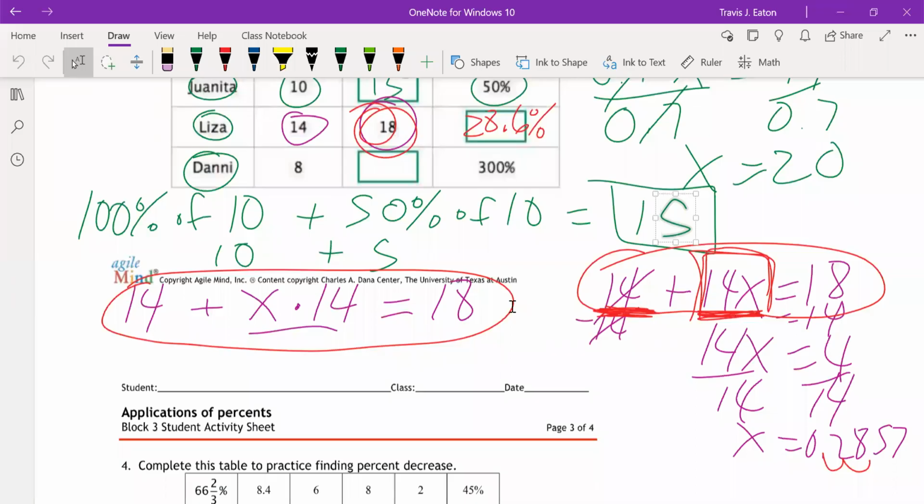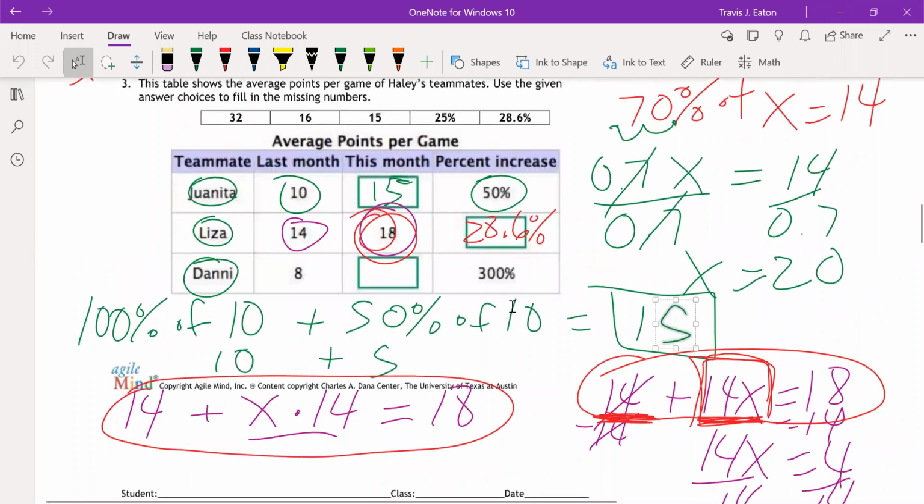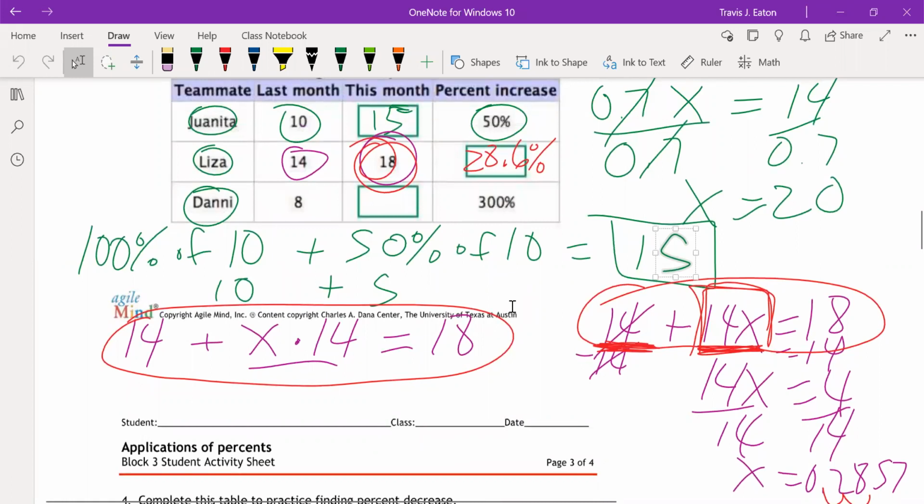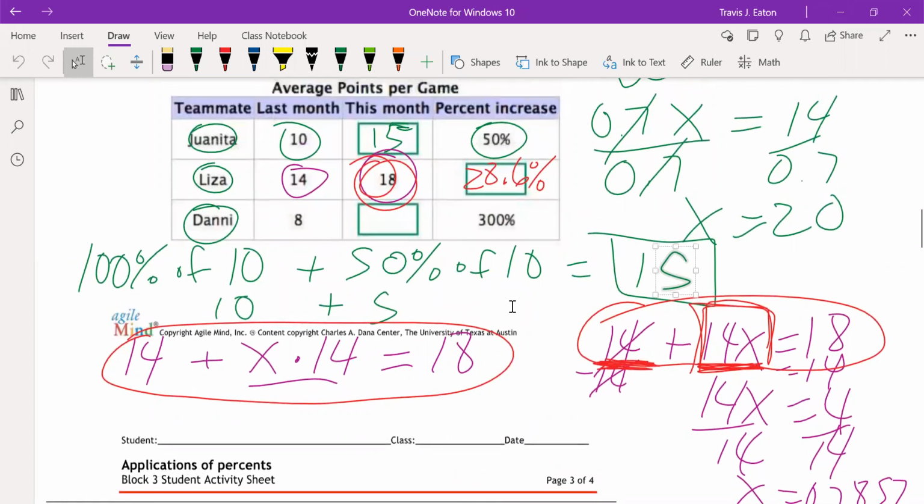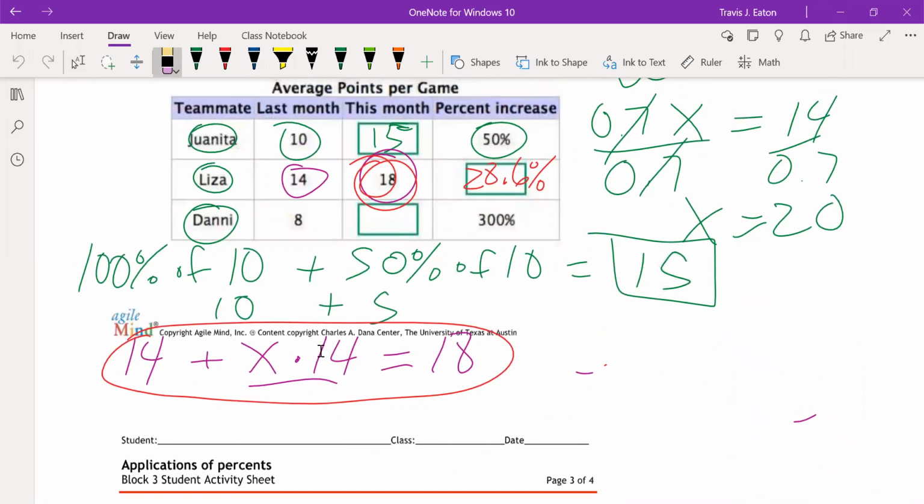Good. All right. In our last lesson, we left off on number 3, the last row, with Danny having 8 average points per game last month. This month, we're not sure, but we know that it was a percent increase of 300%. So let's take a quick run through on that one. I'm going to erase this stuff over here because we don't need it, because it's in the last video if you really needed it.